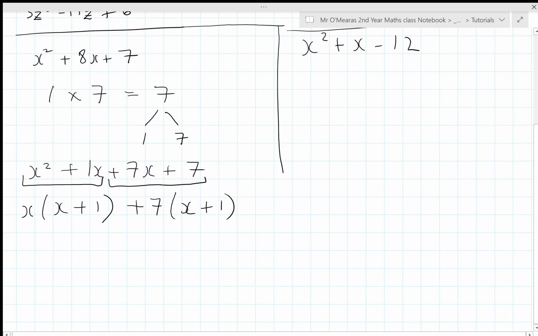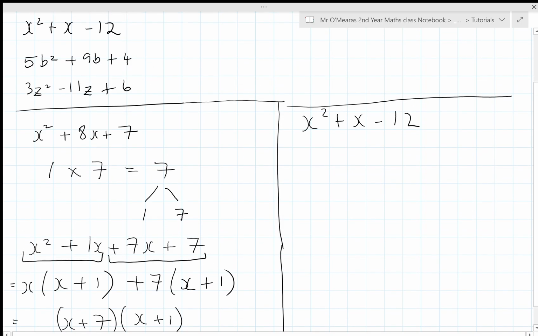And then as we know, to finish that off, we just take the x plus 7 and the x plus 1, and that's our factors found for that particular one.